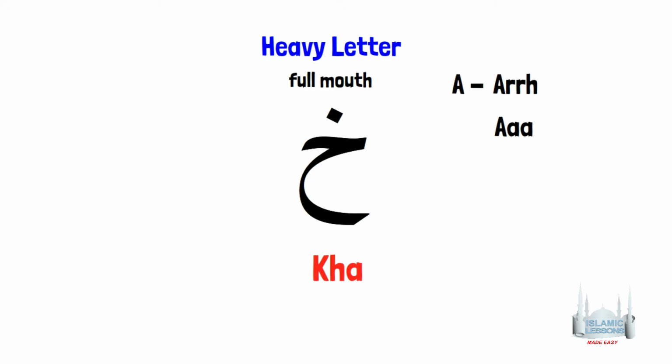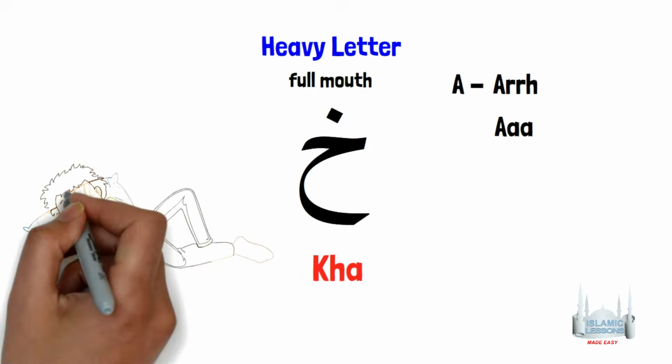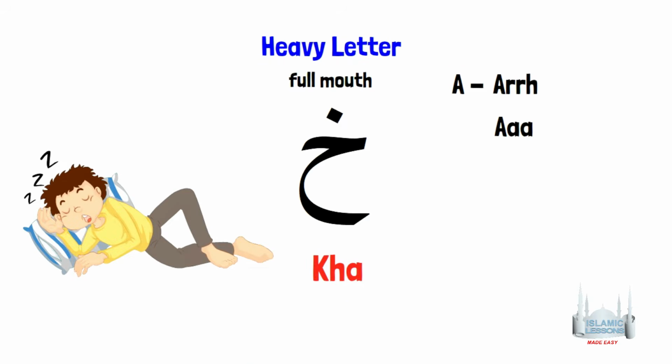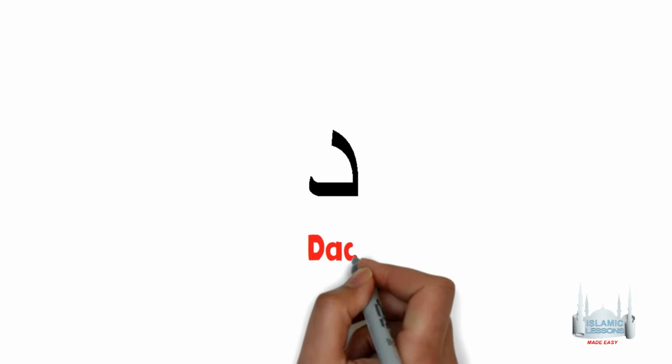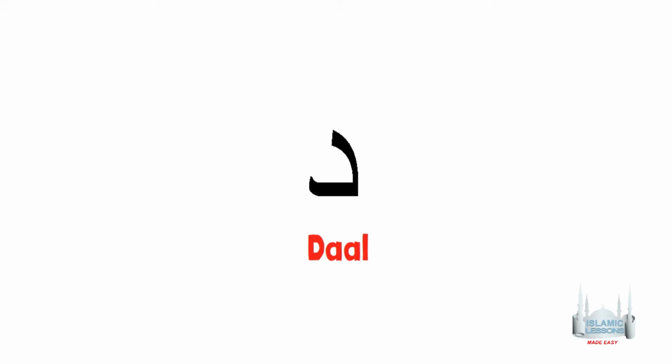Kha is also one of the letters where there is no matching letter in English. Imagine you are snoring. Kha. This is what the Kha looks like in the beginning, like this in the middle, and like this at the end of a word. This letter is called Dal, and it is a light letter.